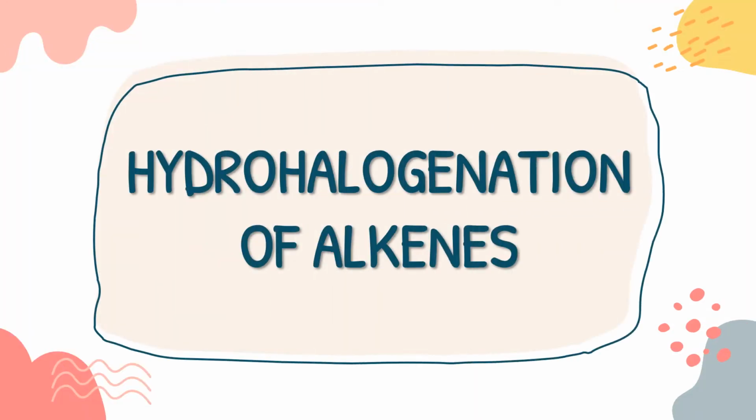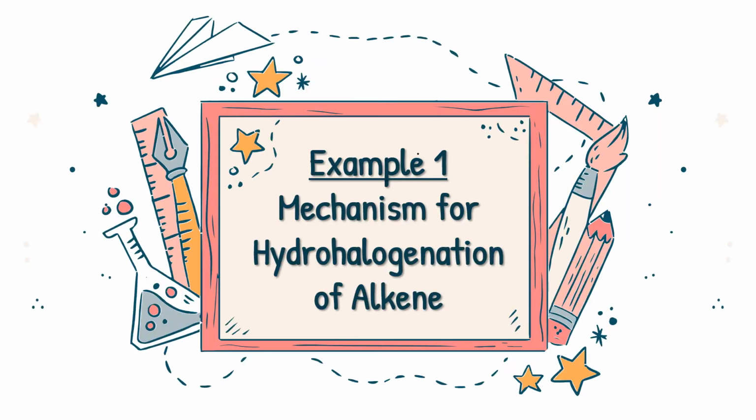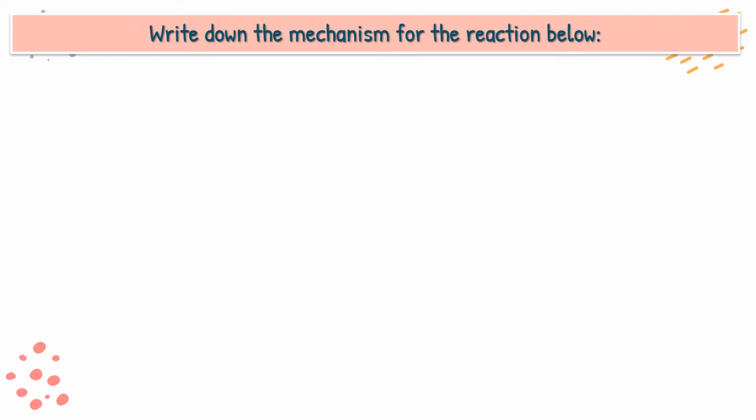In this video, we're going to look at the mechanism for hydrohalogenation of alkenes. So this is example 1, mechanism for hydrohalogenation of alkene. Write down the mechanism for the reaction below.